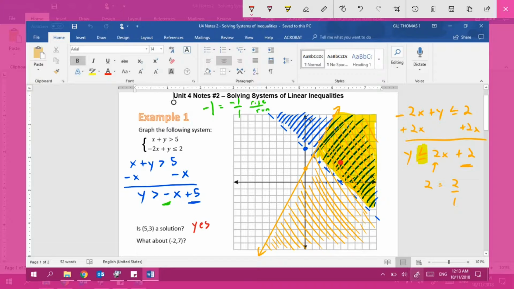But what about (-2, 7)? (-2, 7) is negative 1, negative 2, and up 7: 1, 2, 3, 4, 5, 6, 7. Right here on the dotted line. And it's not even in the overlapped shaded area. So is (-2, 7) a solution? No, it's not. There we go. And that's how we do these problems.